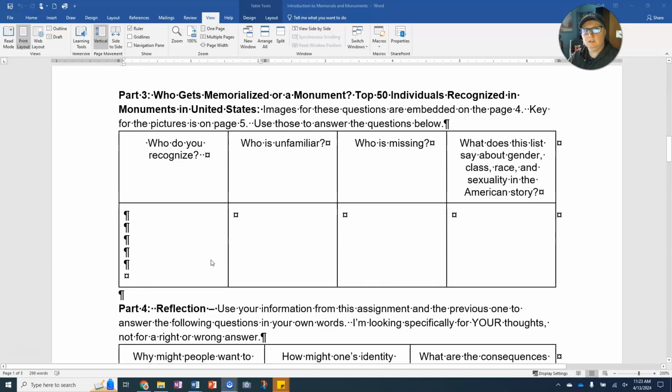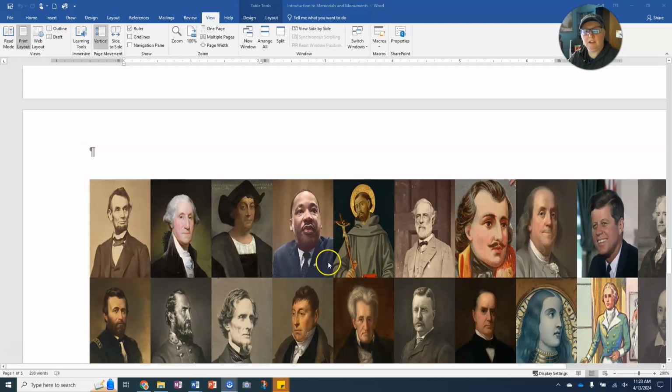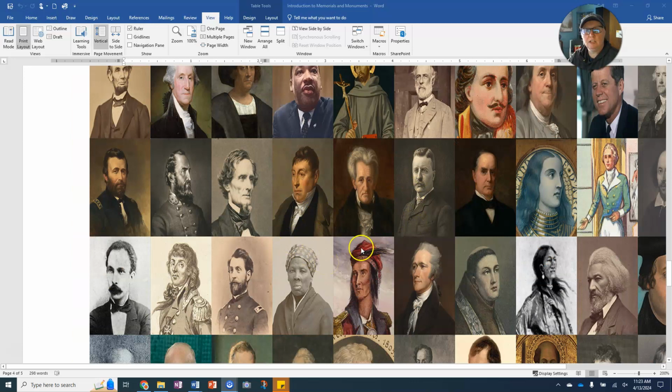Part three, so now that we've defined memorials and monuments, we've looked at one to kind of see what we can learn about that person or historical event by analyzing a monument, doing a little bit of research about it. We're going to look at who actually gets to be memorialized or with a monument. And for this part, for part three, you're going to keep scrolling past Lincoln to the next page.